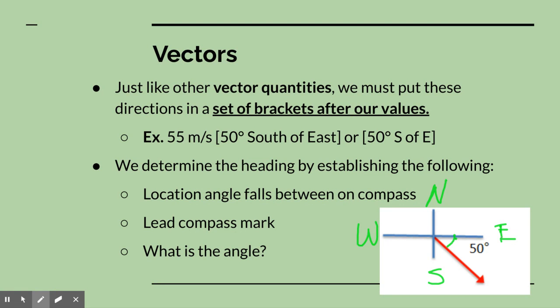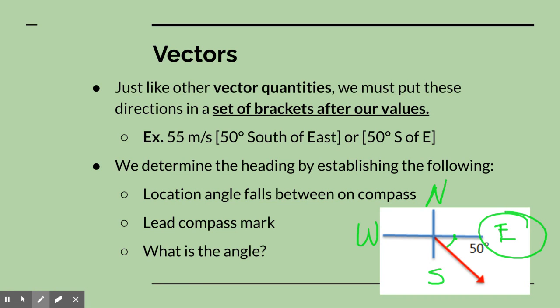Now you've got to add what's the lead compass mark. Lead compass marks, that's how I call them, I guess. I'm sure there's a better word; I haven't stumbled on it yet. But your lead compass marks are your north, south, east, and west. They're your true bearings. So what is it between, or what is it touching? In this case, it's touching east.